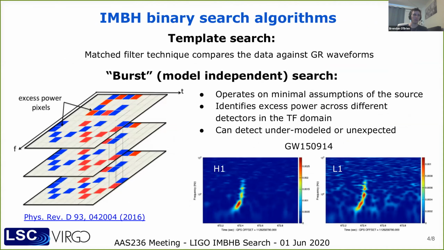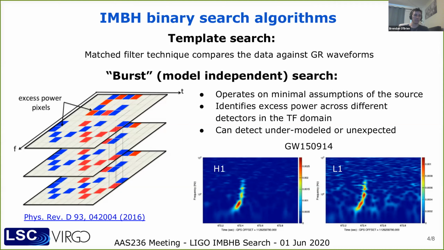Now, with LIGO, we employ two approaches for the search of IMBHs. The first is the template search, which most people are familiar with, and that's where you directly compare the data against known GR waveforms using the matched filter technique. The second is a model-independent search.